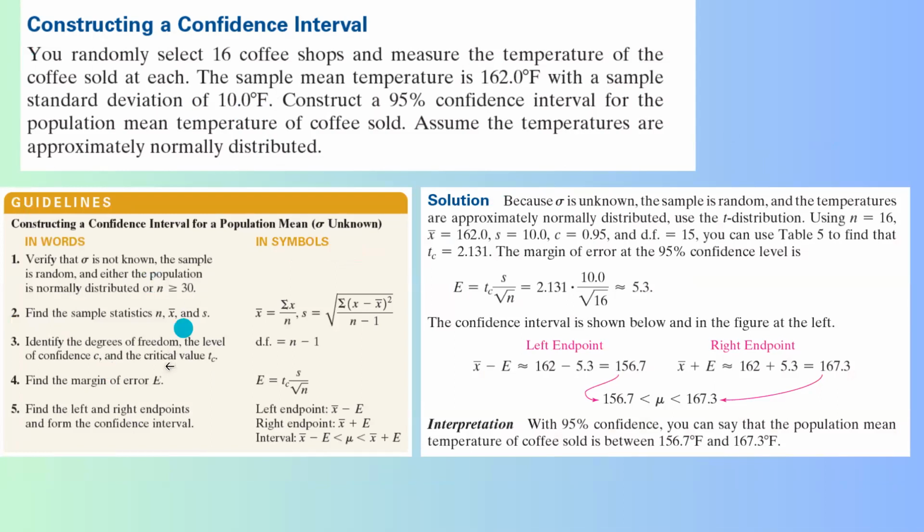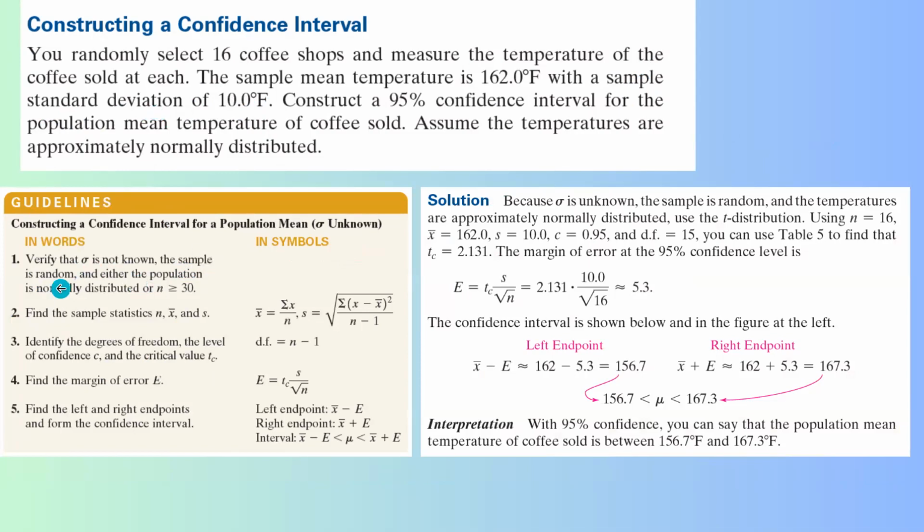Very well, so let us follow the guidelines. First of all, verify that sigma is not known. Of course, it's not given to us. This 10 degrees Fahrenheit is the sample standard deviation. You can see it in the second and third line of the question.